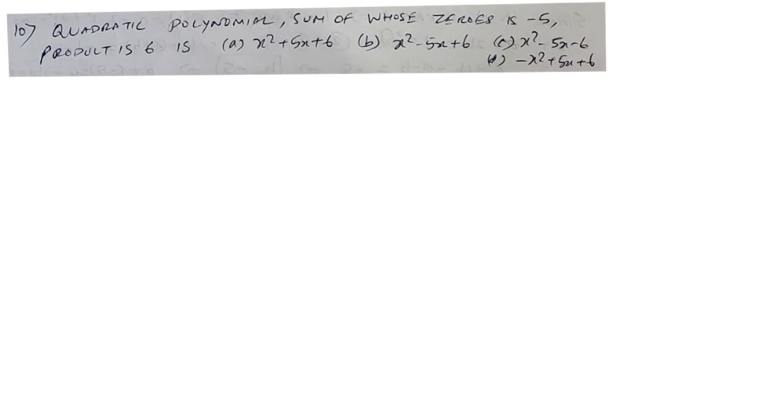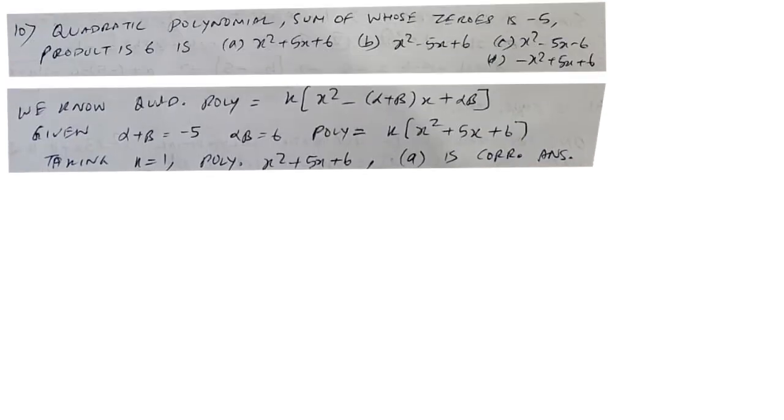Quadratic polynomial, sum of whose zeros is minus 5, that is alpha plus beta is minus 5 and product alpha beta is 6. Which of these? Okay, we know that a quadratic polynomial whose sum of the roots is given and whose product of the roots is given is of the form k into x squared minus alpha plus beta x plus alpha beta. Given alpha plus beta is minus 5, which is the sum, and alpha beta, the product, is 6, you just substitute it. Okay, you'll get k into x squared, and minus and minus will become plus 5x, and alpha beta will become 6.